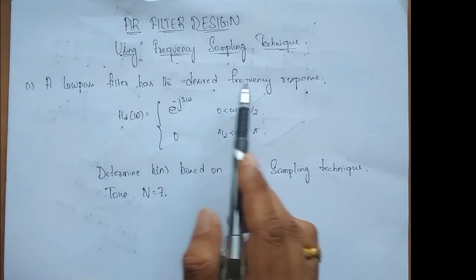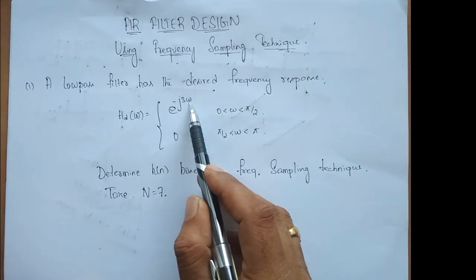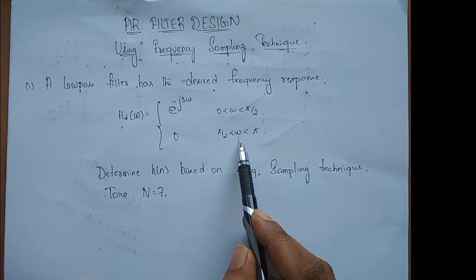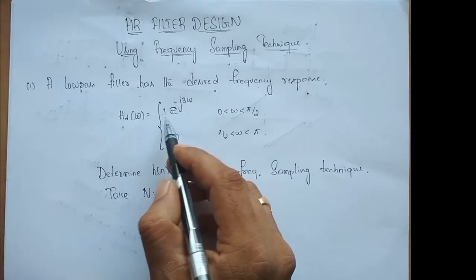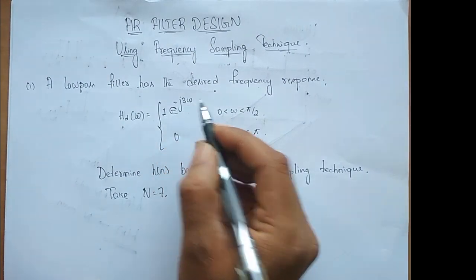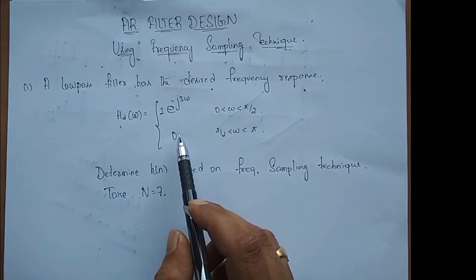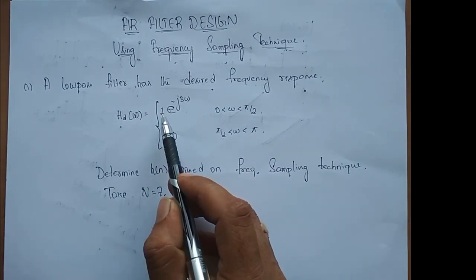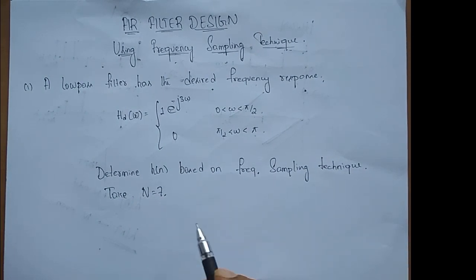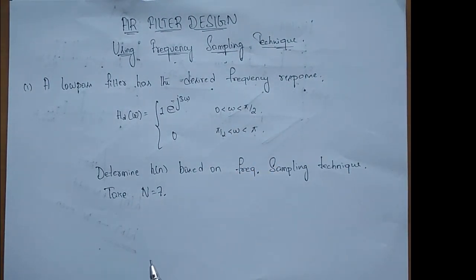Here the desired frequency response HD of omega is given by e power minus j3 omega, where omega is varying from 0 to pi by 2, and is equal to 0 for omega between pi by 2 to pi. This has both magnitude and phase. Magnitude here is 1 and phase is related to this exponential. So it's a low pass filter because from 0 to pi by 2 magnitude is 1 and it is equal to 0 from pi by 2 to pi. The desired frequency response is a low pass filter.